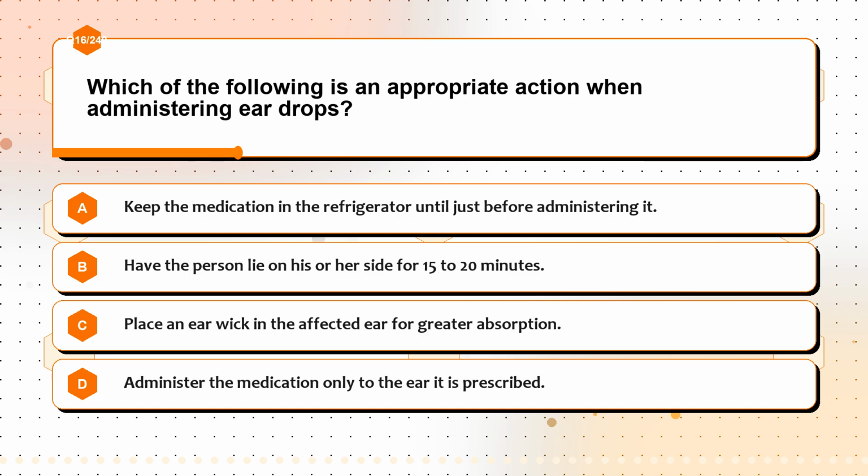Question 16. Which of the following is an appropriate action when administering eardrops? Here are the options. Option A, keep the medication in the refrigerator until just before administering it. Option B, have the person lie on his or her side for 15 to 20 minutes. Option C, place an ear wick in the affected ear for greater absorption. Option D, administer the medication only to the ear it is prescribed.